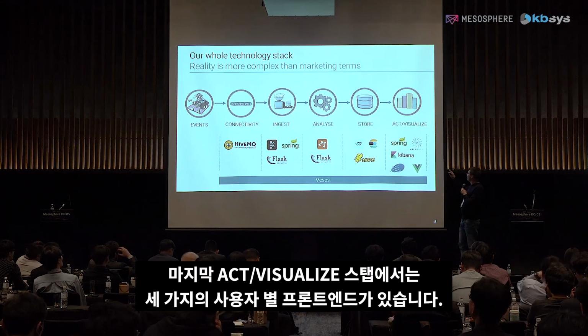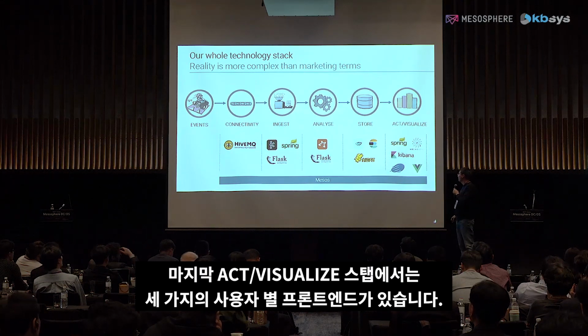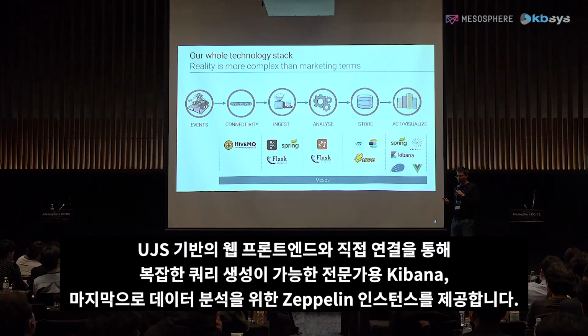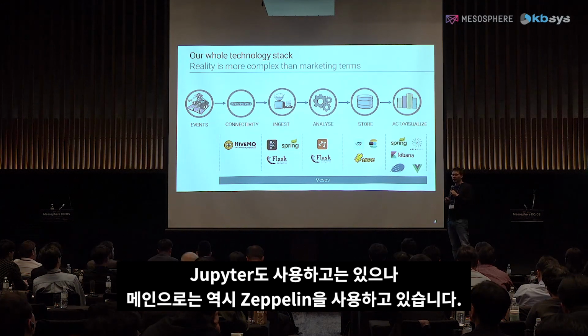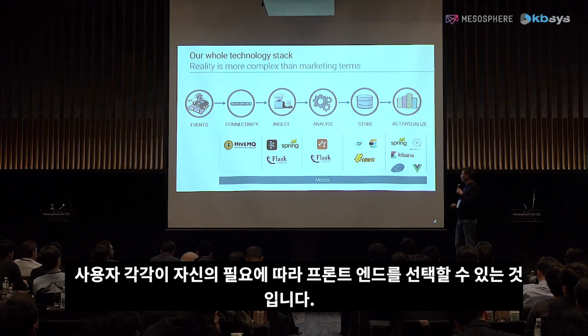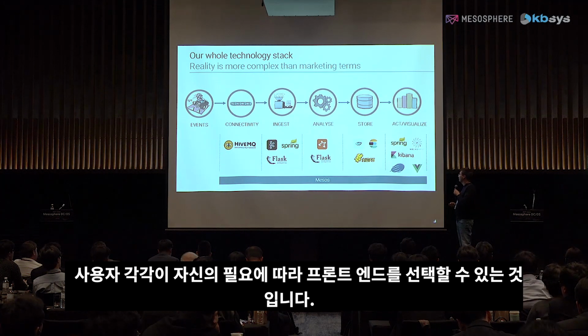Then in the Act and Visualize step, we actually have three types of front ends depending on the user. We have a web front end built on Vue.js. For the more, let's say, professional users, we give access to Kibana directly so they can create more complex queries. And for data analysts, we provide Zeppelin instances. Some are also using JupyterLab, but our main tool is really Zeppelin. So each user can choose the front end based on his or her requirements.